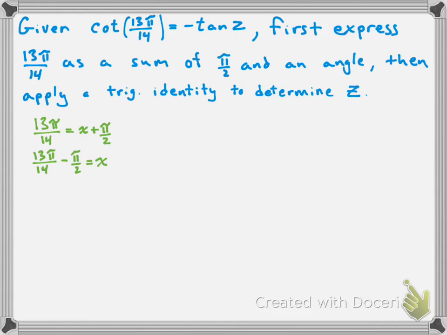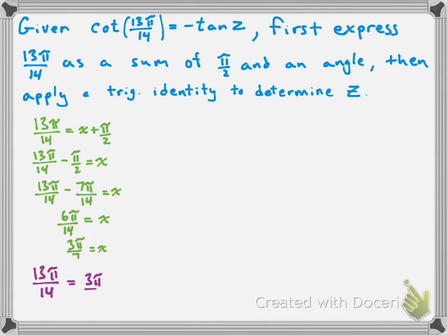Coming up with a common denominator, we get 13 pi over 14 minus 7 pi over 14 equals x. Once we simplify, we end up getting that the angle we were looking for before, that x, is 3 pi over 7. Okay, so that means that 13 pi over 14 can be expressed as 3 pi over 7 plus pi over 2. All right, well, how does that help us?